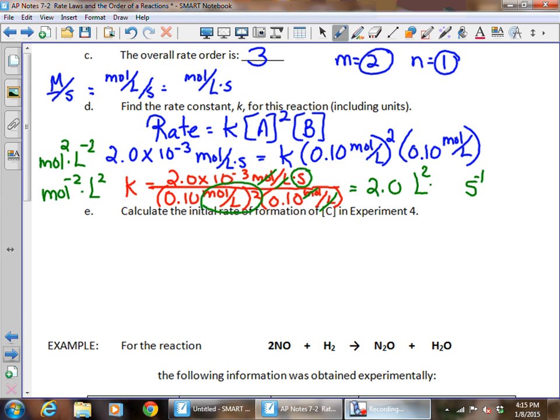So liters squared will go first, moles to the -2 next, and seconds to the -1 always on the end. So there's our answer, units and all. And I want to spend a little bit more time with units.